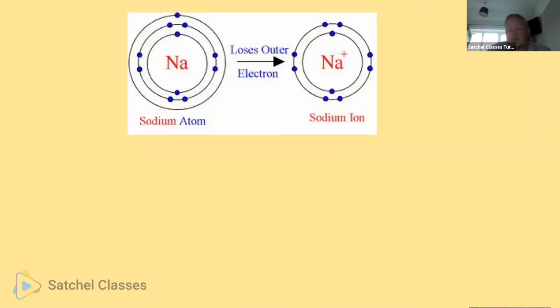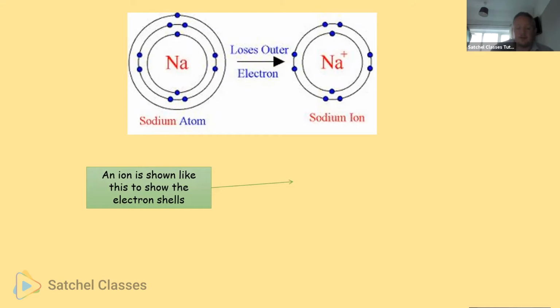So here's our sodium atom drawn out. It loses the outer electron, and that then means that it now has a full shell underneath, which makes it reactively stable. But because it has 1 more proton than electrons, it's now become a positively charged ion. And we name it sodium plus or Na+, with Na being the agreed upon symbol for sodium.